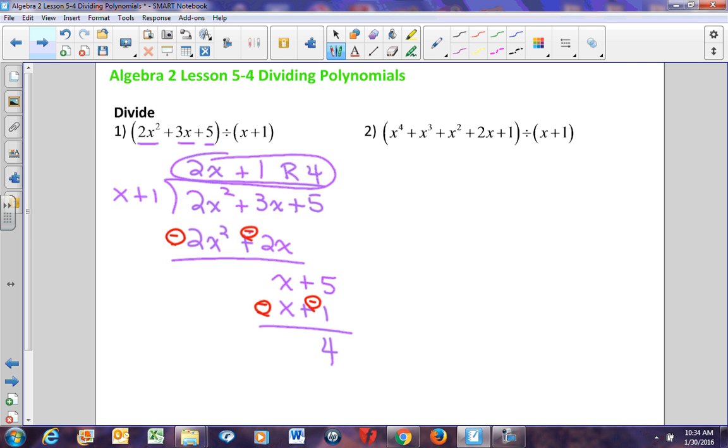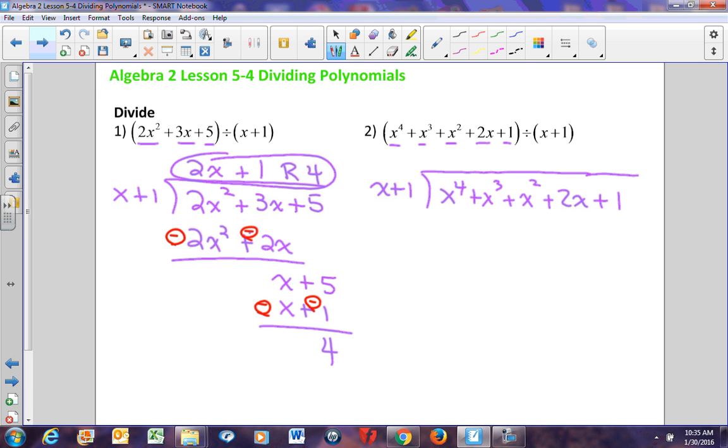Here we have x to the 4th plus x to the 3rd plus x squared plus 2x plus 1. And we're going to divide that by x plus 1. Right? Again, 4, 3, 2, 1, none. There's no placeholders needed, and it is listed in descending order. So we didn't have to change the order, and I don't have to put any placeholders in. So I'll put in the x plus 1 here. I'm going to divide that into x to the 4th plus x to the 3rd plus x squared plus 2x plus 1.